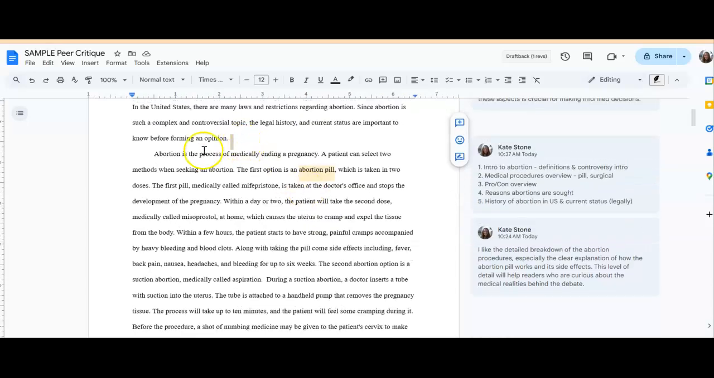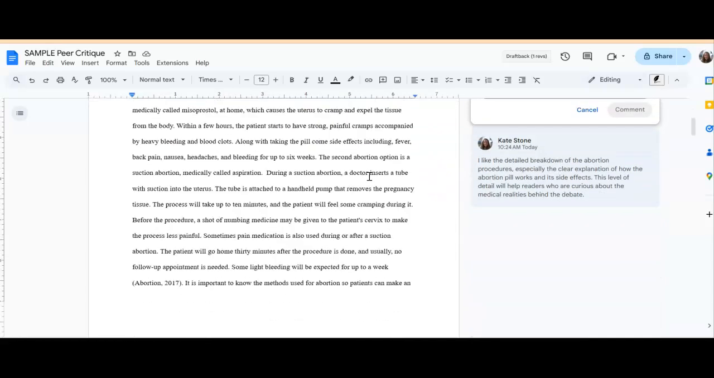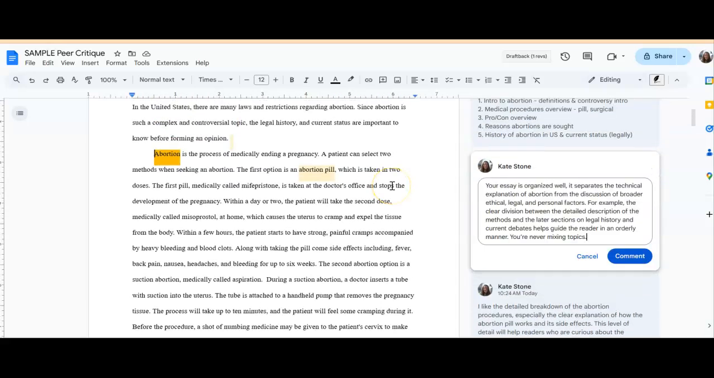So I think I'm going to make this one directly after that first comment. All right, where's my comment button? Okay, so my praise overall for the organization of this one is that they're very specifically separating the technical definitions from the ethical discussions, right? So they separate that technical explanation of what abortion is from the discussion of those ethical, legal, and just personal factors why people would seek out an abortion, for example.